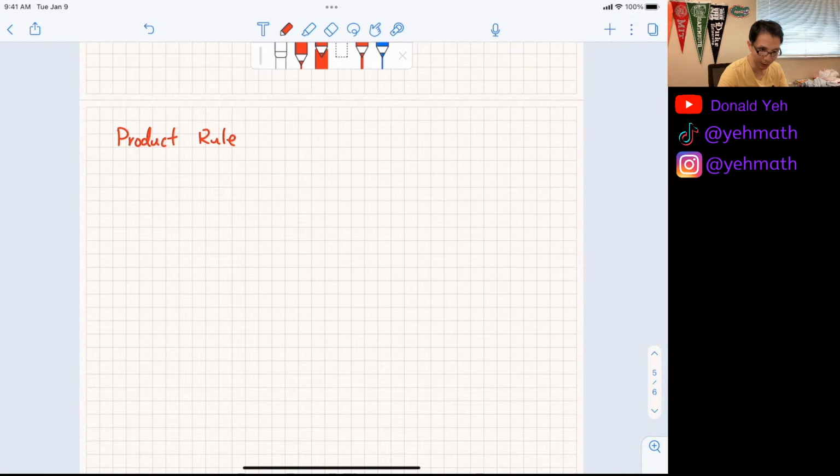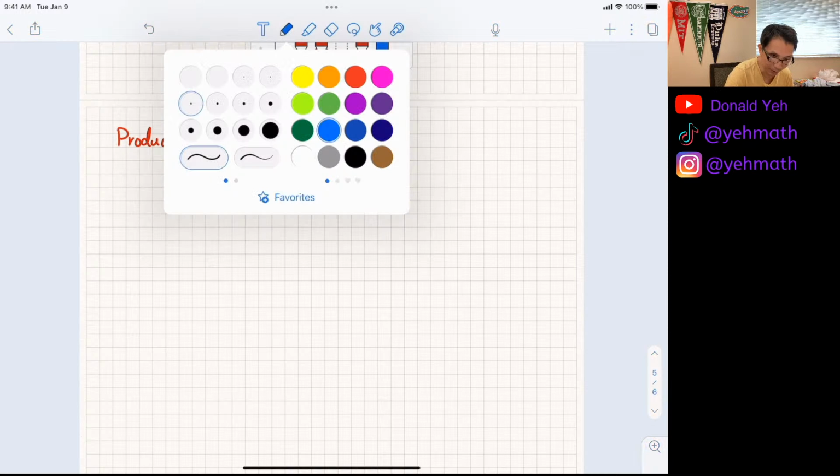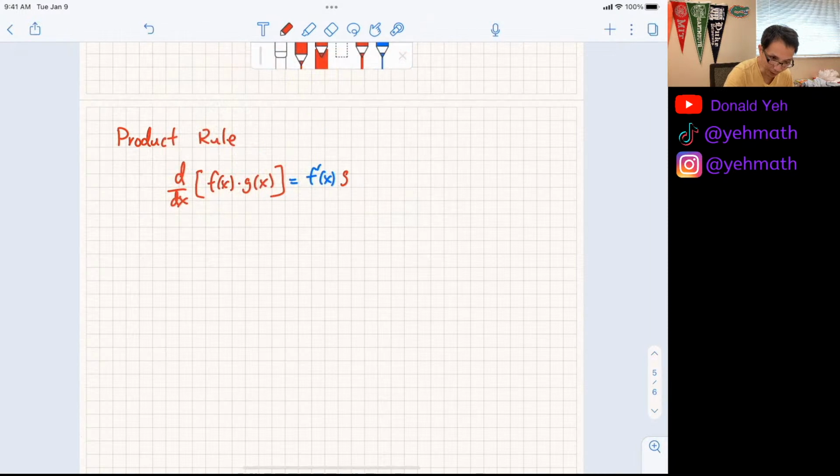So let's just say I take a derivative of this function, d/dx of some type of f of x times g of x. Then that's equal to the derivative of f of x, which is f prime of x, times g of x. Okay, does that make sense? Not yet. That doesn't make sense yet.